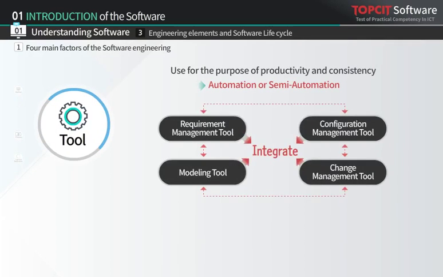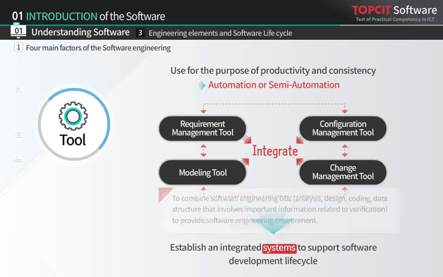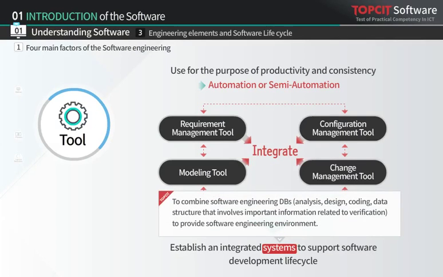Tool is used for the purpose of production or consistency, which is an automated or semi-automated method. In the software development life cycle, numerous tools such as requirement management tools, modeling tools, and configuration management tools exist. When these tools are integrated so that one tool uses the information from other tools, they are set as a system to support software development. This system means a combination of software engineering DBs for the purpose of providing a software engineering environment.